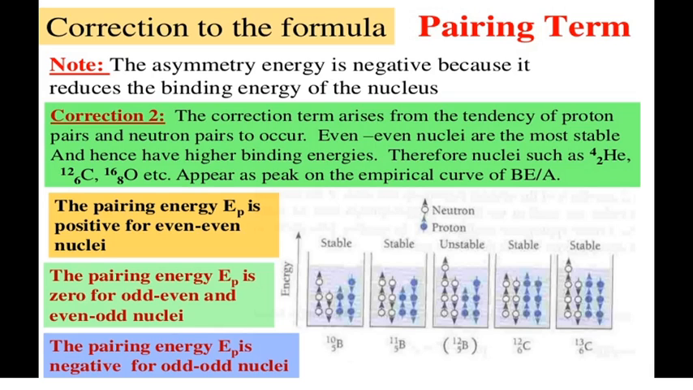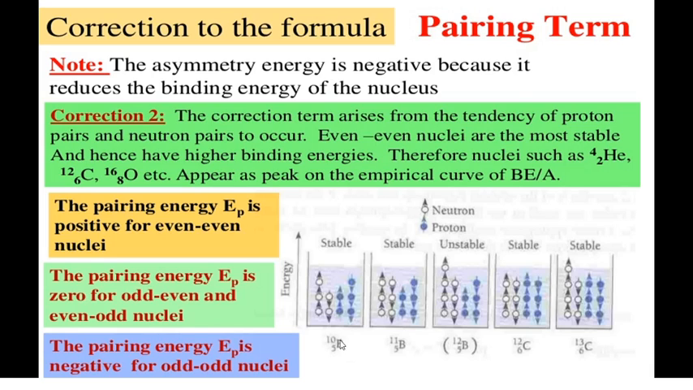Now the last correction to the formula is the pairing term. And this correction term arises from the tendency of proton pairs and neutron pairs to occur. So we can analyze the proton pair and neutron pair so that we can form the pairing energy. We know that even nuclei are more stable and have more binding energy, so the pairing energy is positive because they are more stable, isn't it? So the pairing energy is positive for even nuclei.